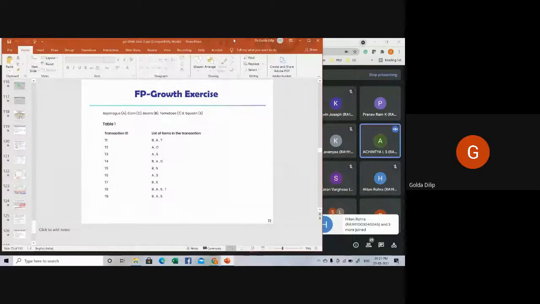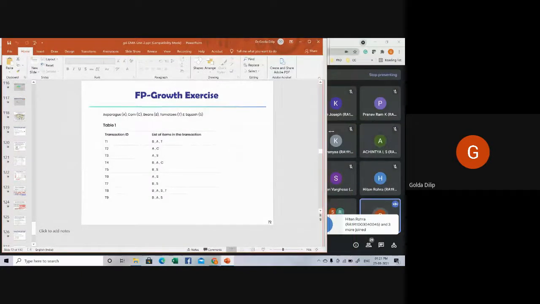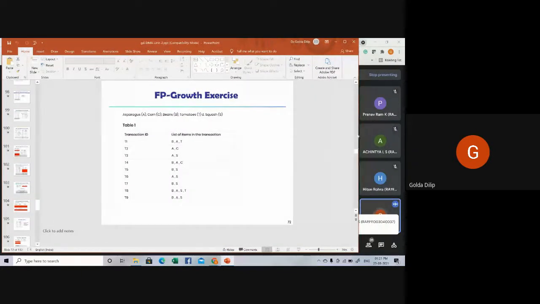Okay, right. So the second unit was all about association rule mining. In association rule mining, we discussed two algorithms. There are basically two types of algorithm. One is frequent pattern mining with candidate generation, wherein we discussed the Apriori algorithm. The second is frequent pattern mining without candidate generation. That's where we discussed the FP growth algorithm, the frequent pattern growth algorithm.